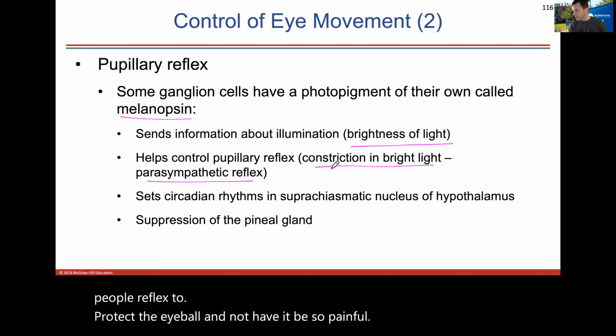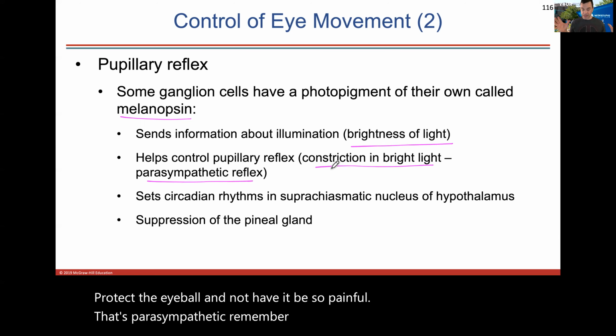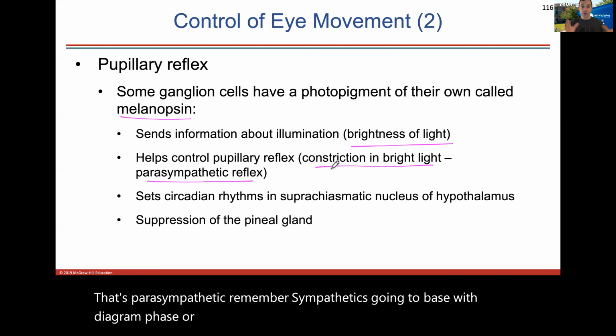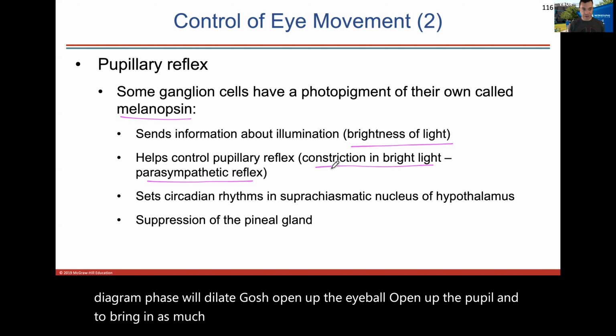That's parasympathetic. Remember, sympathetic is going to dilate, open up the eyeball, open up the pupil, and bring in as much light as possible as you fight off your attacker.